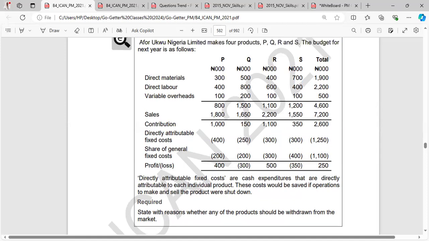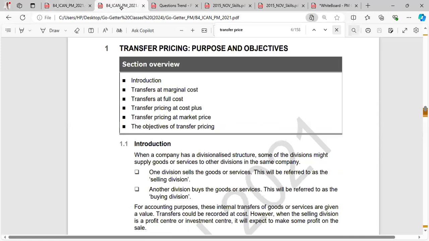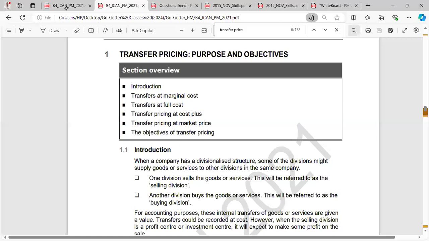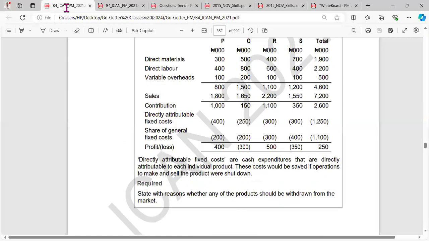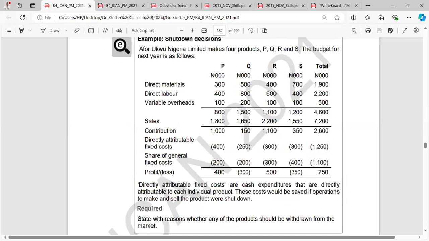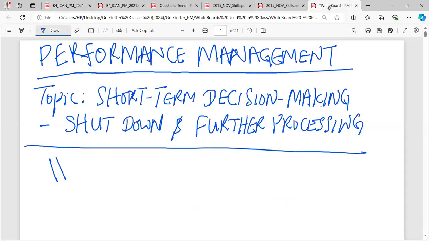Okay, so let's see the solution here. Let's see how this can be solved. Okay, this is Illustration one. What's the name of the company again? Afoku Nigeria Limited.